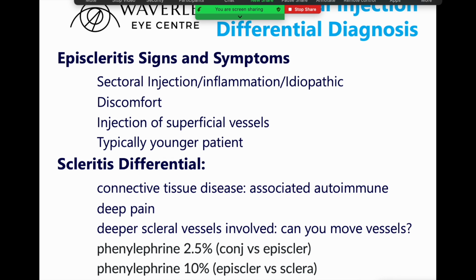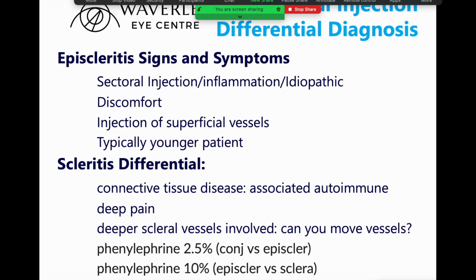And so the question is, how can you differentiate these two? There's a couple ways you can do it. One is you can just take a cotton swab and see what you can move. If you put a cotton swab on there and try to move those vessels, if they're moving, they're either conjunctival or episcleral vessels. If you can't move them, then they're scleral vessels. So that's one way you can differentiate it.